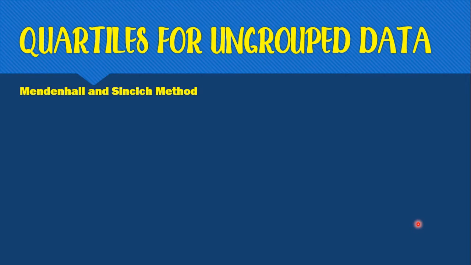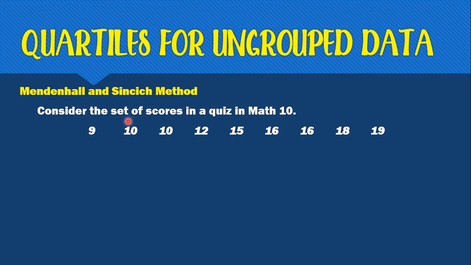Now, in finding the quartiles for ungrouped data, Statistics for Engineering and the Sciences defines a different method of finding quartile values, and this is called the Mendenhall and Sincich method. Let's have an example. Consider the set of scores in a quiz in Math 10. We have already arranged the data: 9, 10, 10, 12, 15, 16, 16, 18, and 19.